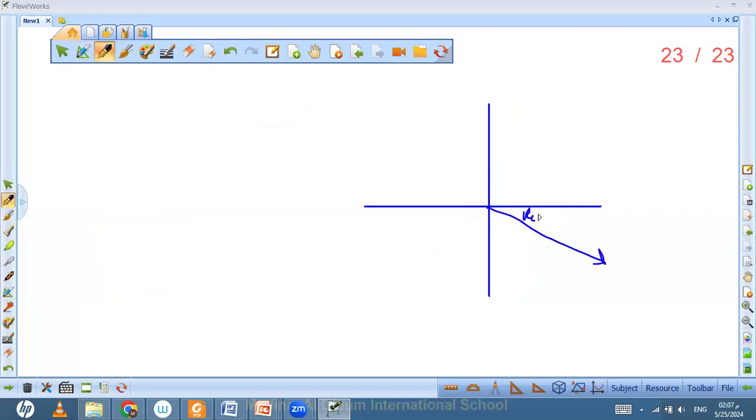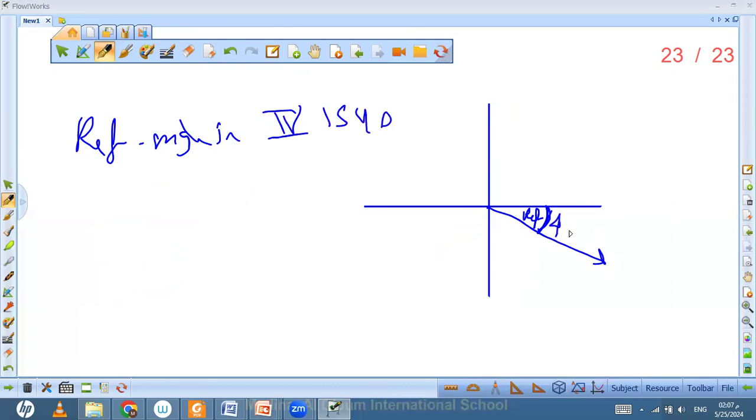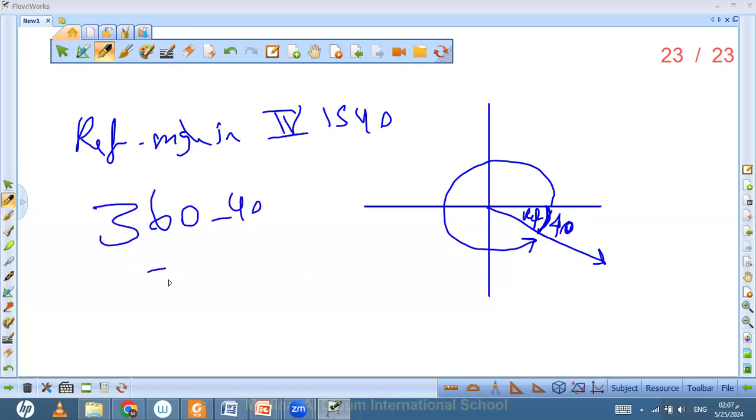This is my reference angle. If I give you a reference angle in the fourth quadrant, 40, I will put here 40, but I need the whole angle. If the angle is in the fourth quadrant, you make 360 minus 40, which makes 320. It means this is my angle.